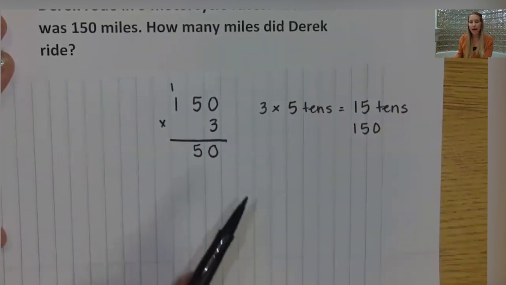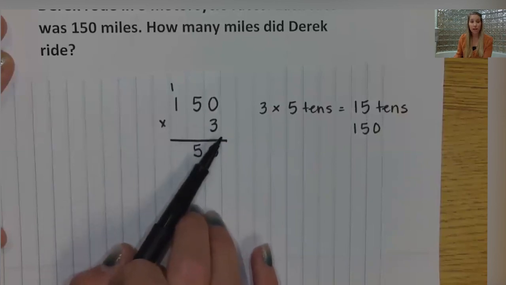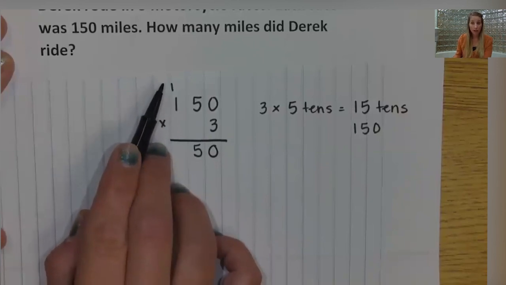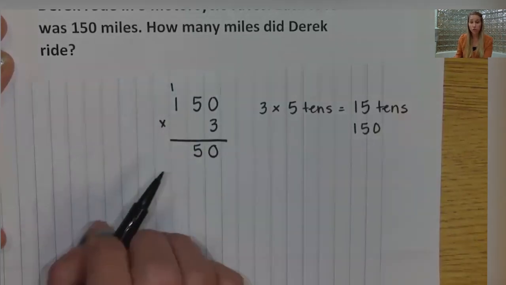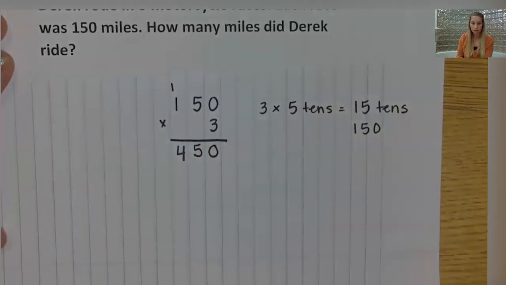Now, did you do the last thing? Did you go to the hundreds place? 3 times 100 is 300, plus 1 extra 100 we regrouped is 400. Did you get 450? Excellent work. That's impressive.